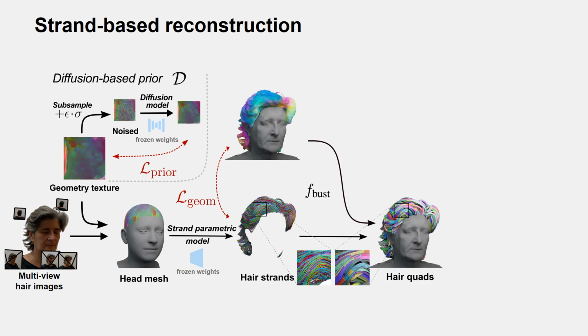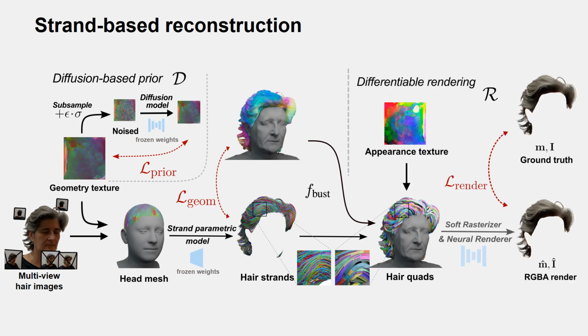Lastly, to introduce photometric supervision, we rasterize the hair strands into the hair quads and pair them with the coarse bust reconstruction to obtain a mesh of an entire head. We then employ soft mesh rasterization and neural rendering to produce hair images and masks using the obtained hair quads and the trainable appearance texture. These renders are supervised using ground truth images and hair segmentation masks, which we obtain using a pre-trained off-the-shelf network.